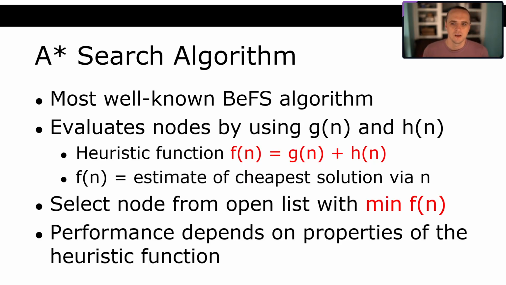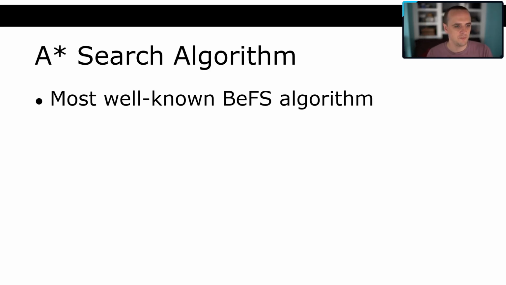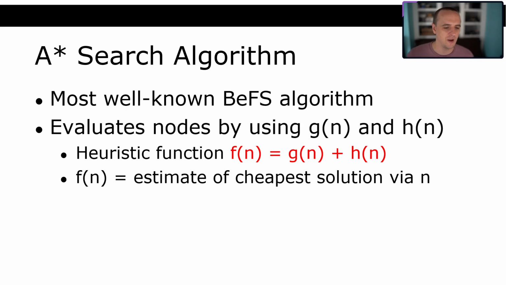Okay, so the A-star algorithm, let me have this pop up, so I'm going to animate this. The A star search algorithm. Here we go. It's the most well-known best first search algorithm. It's going to evaluate nodes by using g of n and h of n. And I kind of feel like I haven't explained g of n well enough up until this point. So let me really quickly do that.